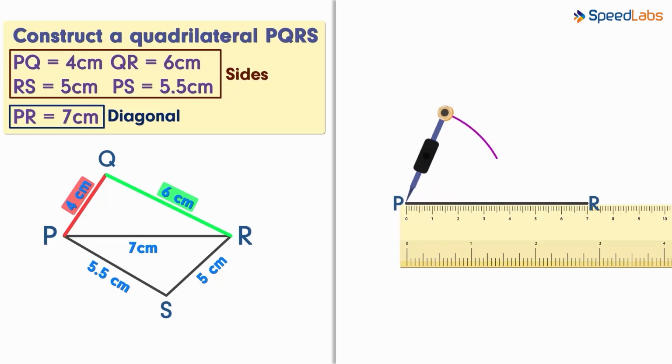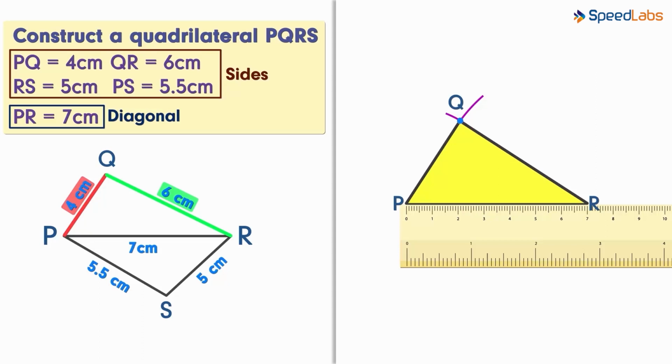Now we'll be producing segment QR. Taking R as center, take the radius on the compass as 6 centimeters and draw an arc. This arc should intersect the other arc we drew earlier. The point of intersection will be the point Q. Label it as Q. Now join the points P and Q and also the points Q and R. We're done with the upper triangle PQR.